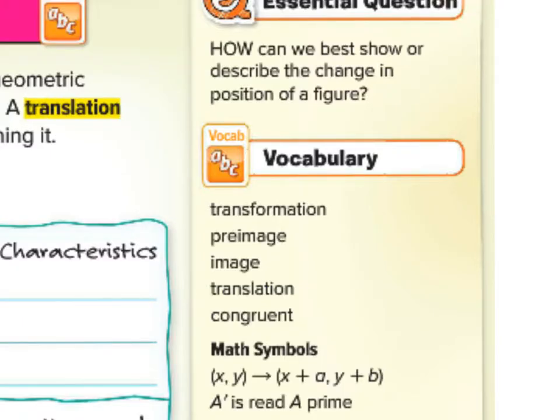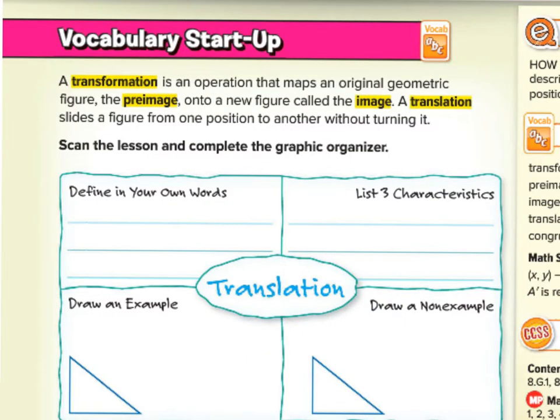In this chapter, we're going to analyze ways that we can best show or describe the change in position of a figure. In some of the vocabulary, we will discuss transformation, pre-image, image, translation, and congruent. Let's define some of these terms now.